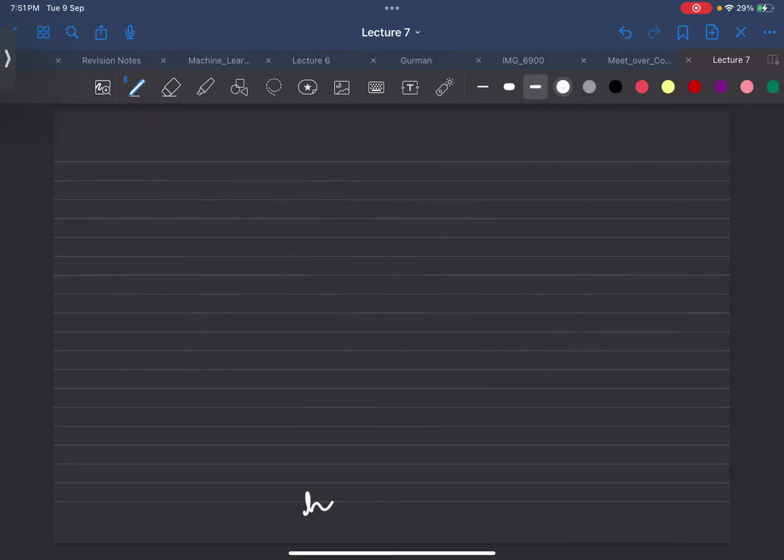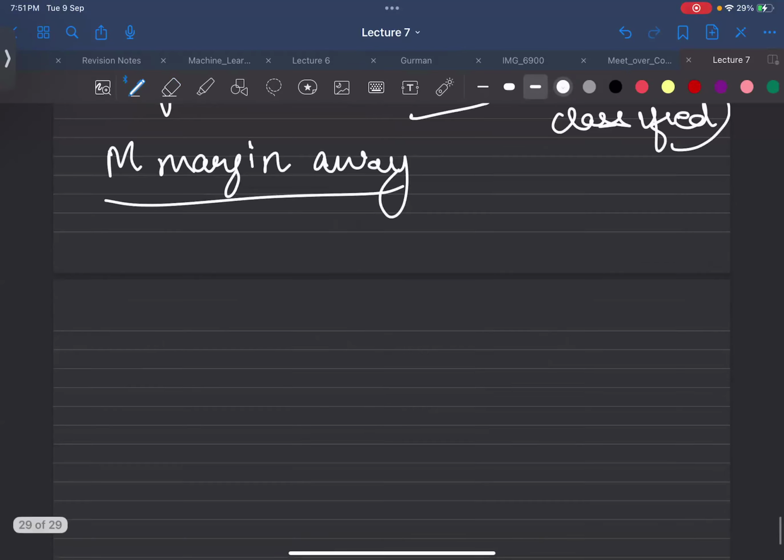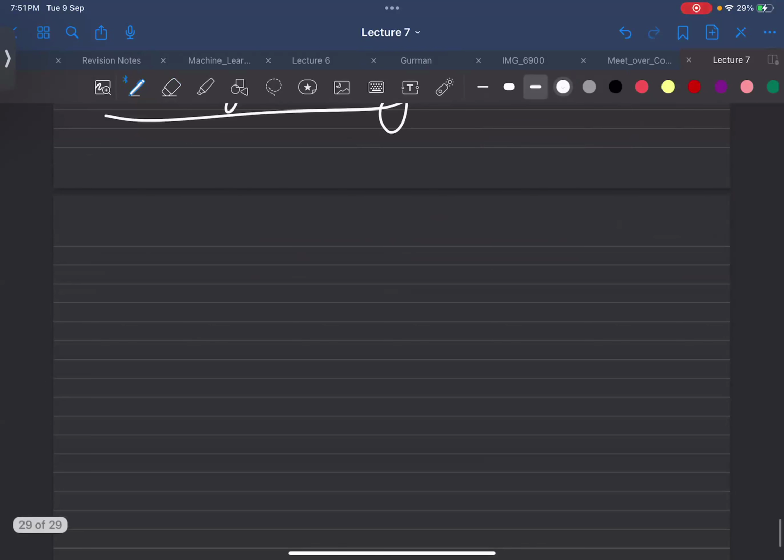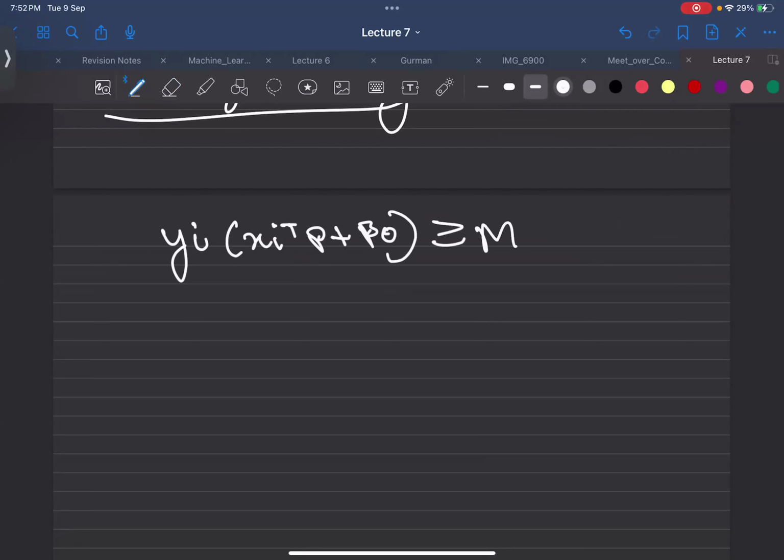No, I understood. So that's what this is: yi times xi transpose beta plus beta naught. As I told you, it should be m. It should be at least this much m distance away from the margin. Every data point should be at least m distance away. That's what I mean.